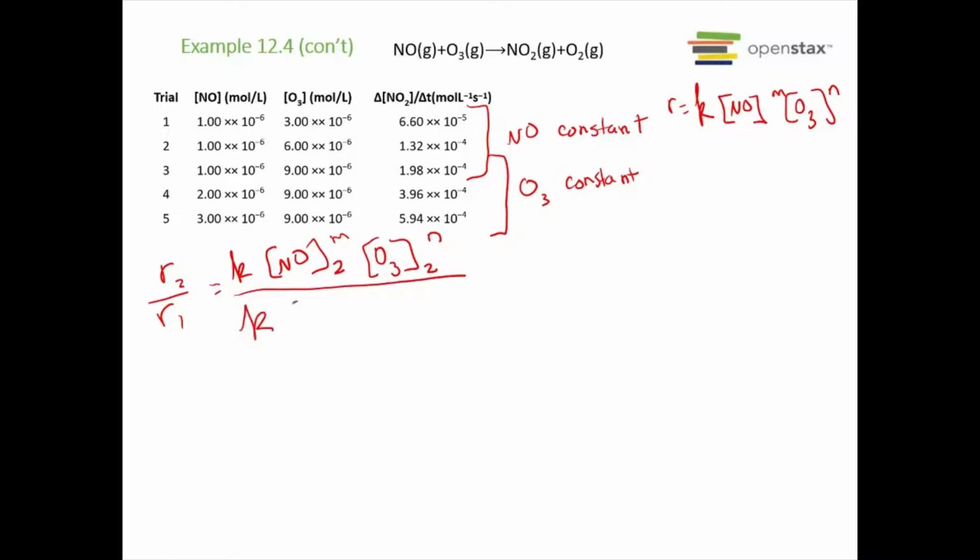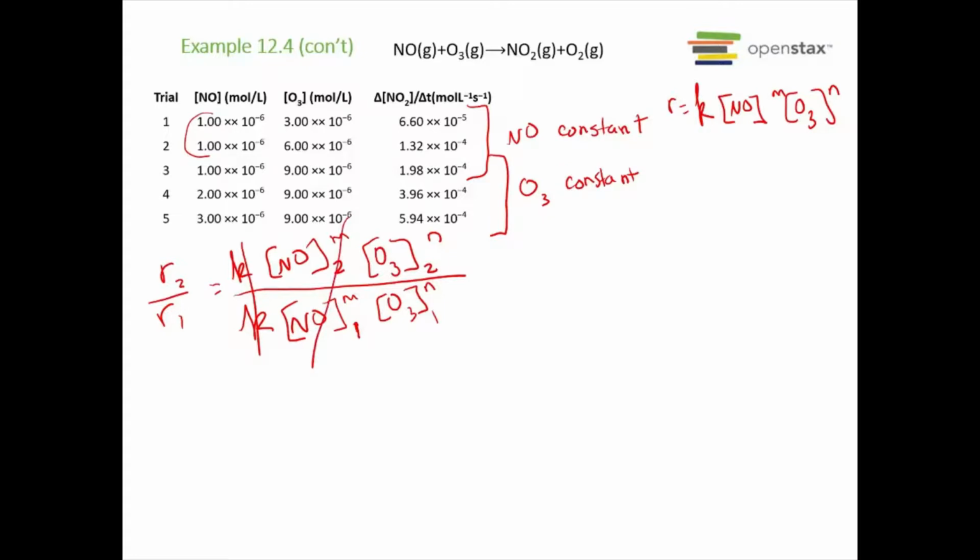divided again by K times NO. Oh, I'm sorry, we're actually determining N here, sorry. From trial 1 to the M times ozone from trial 1 to the N. So we know that K is the same, right? K is a constant, we're at the same temperature, so those go away. We also know that for reaction 2 and reaction 1, our concentration of NO is the same, it's constant, so these guys are going to cancel out.